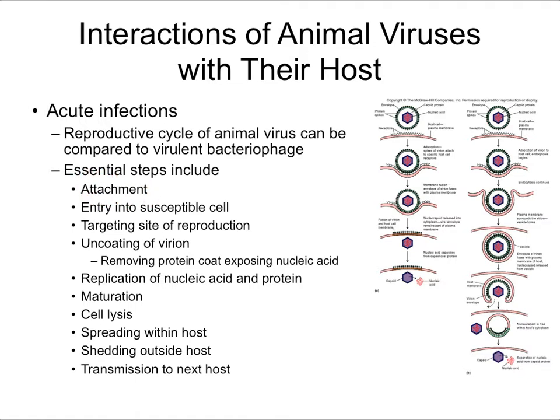With attachment, just like with bacteriophages, this is what determines the specificity, both species specificity and cell type specificity. So for instance, COVID, and in fact, all of the SARS type coronaviruses, SARS, MERS, COVID, they all attach through means of their spikes to human ACE2 receptors, angiotensin converting enzyme type 2 receptors. And these are receptors that are found on some cells, but not others.